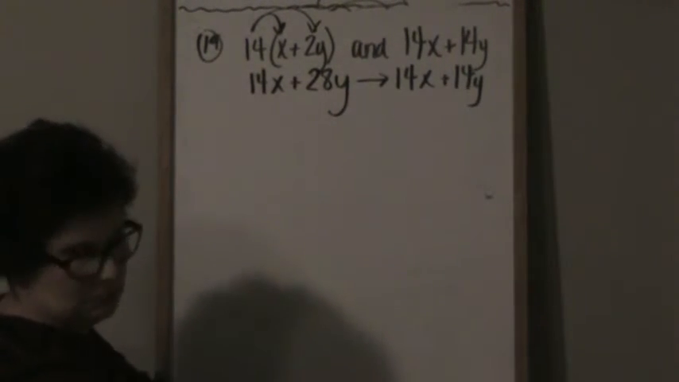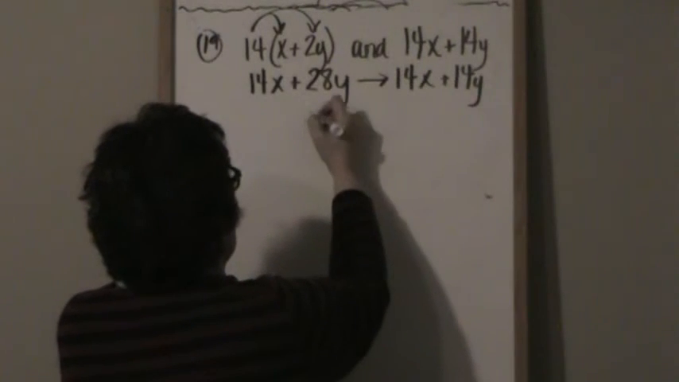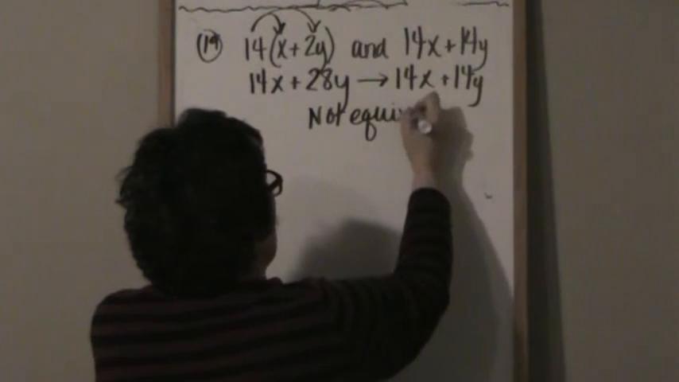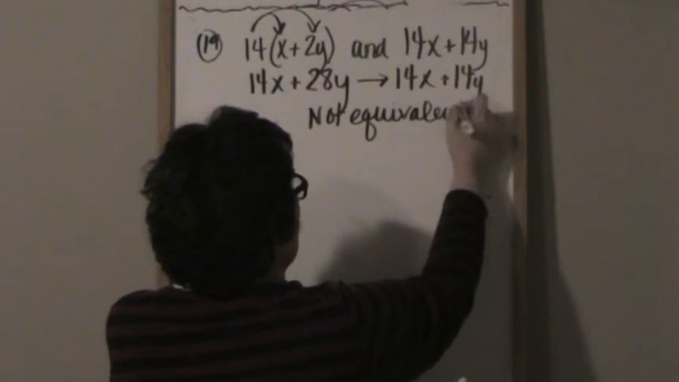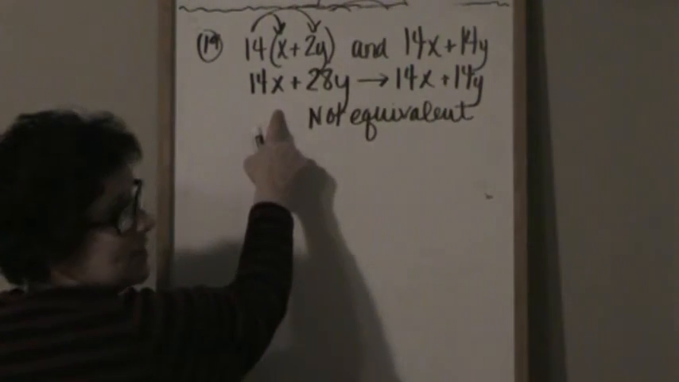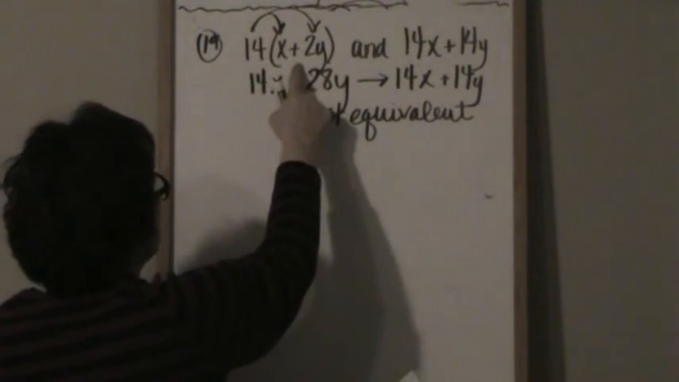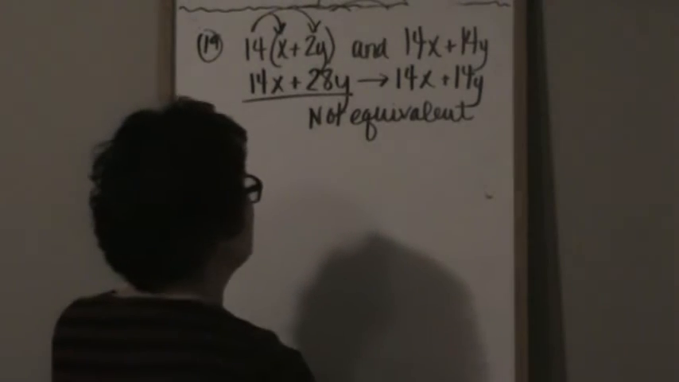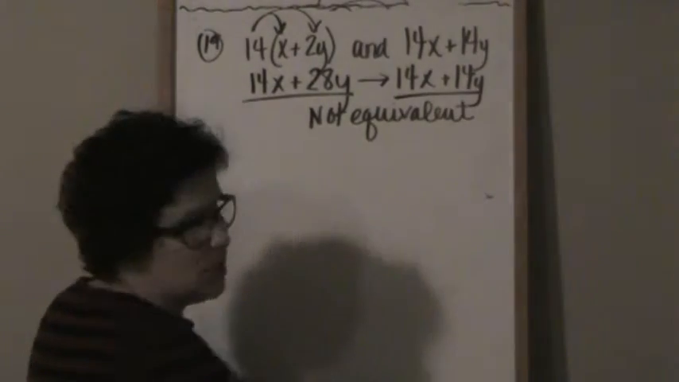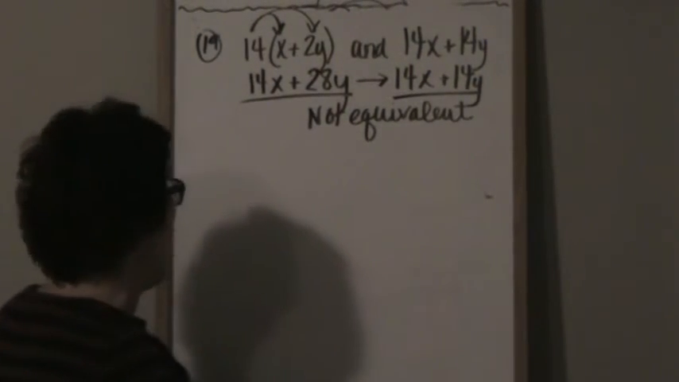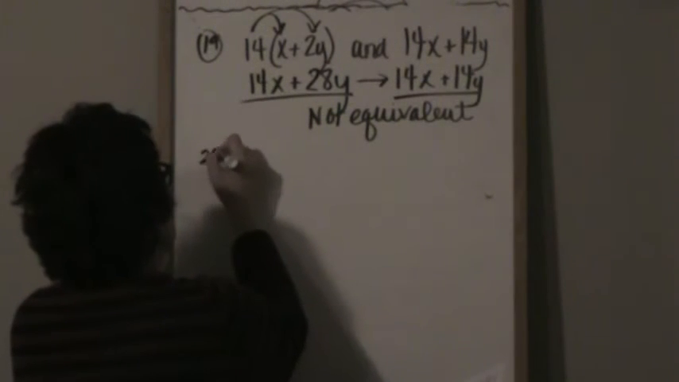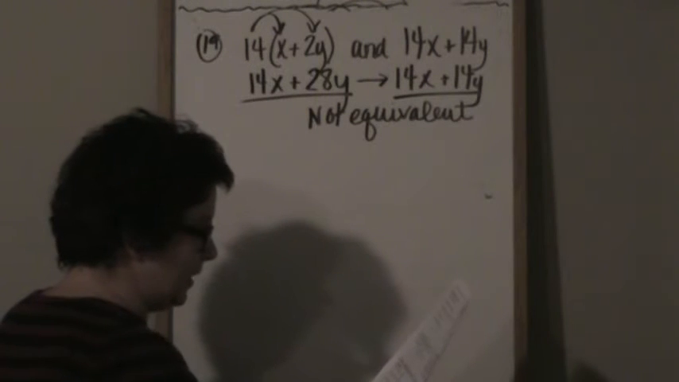Absolutely not. So these expressions are not equivalent. And when it says to say why, your math says why. Because when you distribute, you get 14x plus 28y, and that does not equal 14x plus 14y. Okay, let's do number 20. It's the same type thing.